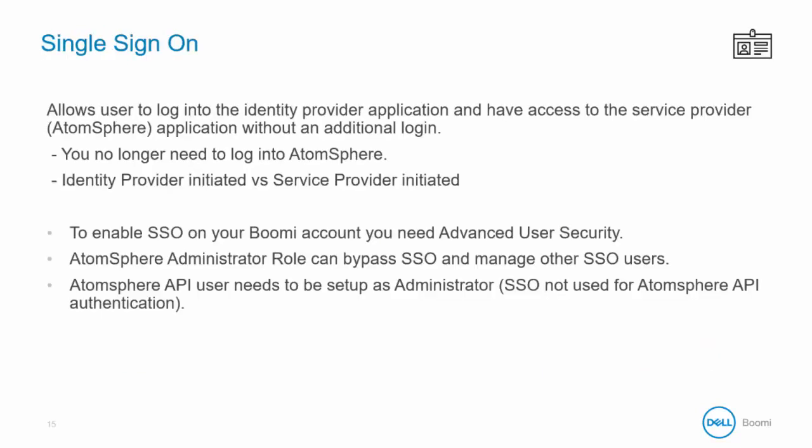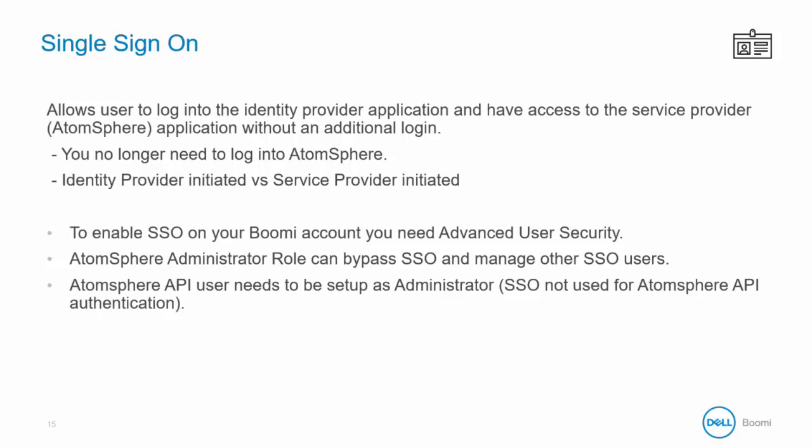Many companies make use of single sign-on or SSO. Instead of relying on Atomsphere to authenticate users for your organization, you can choose to use an external identity provider. And then through that provider, you grant access to Atomsphere and the user does not need to log into Atomsphere directly. We have divided SSO into Identity Provider Initiated and Service Provider Initiated.